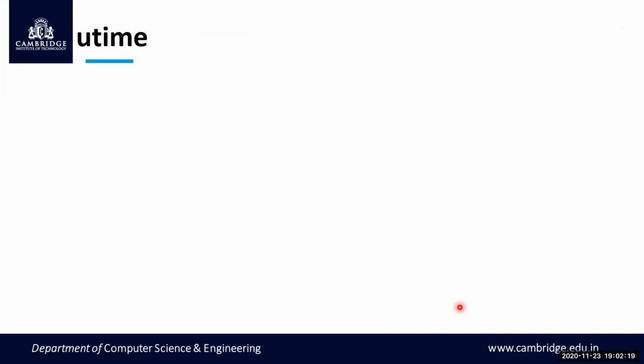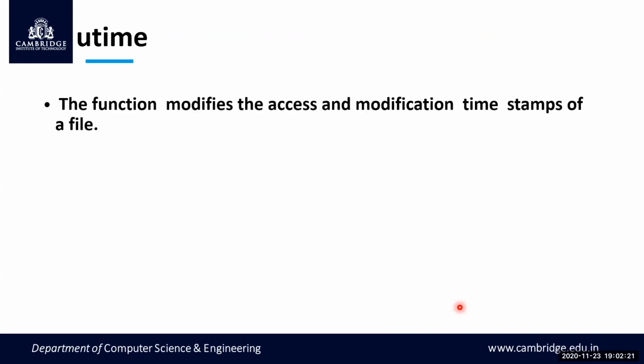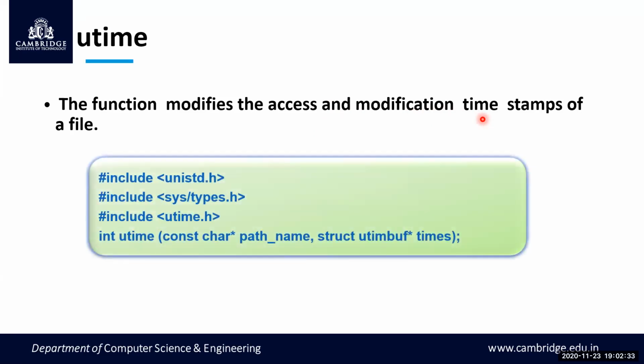Now we will go to our utime function. What does this do? The function modifies the access and modification time. So we have access and modification timestamps for every file. These attributes are actually stored. If you want to modify that, then I will use utime. Because a file's access and modification time is a file attribute, each and every file will have the attribute.